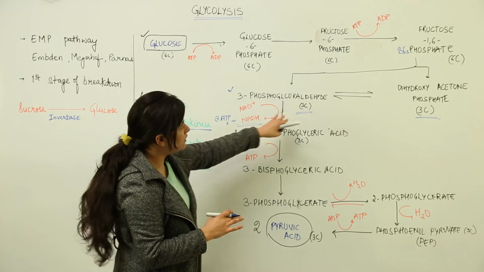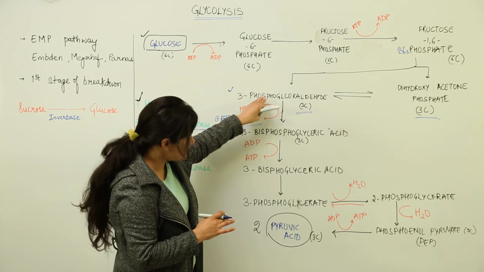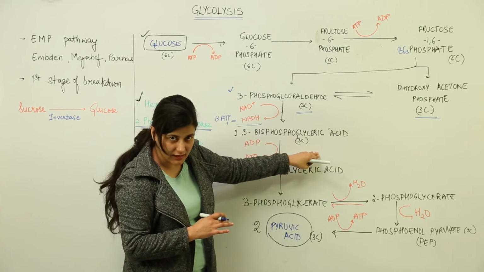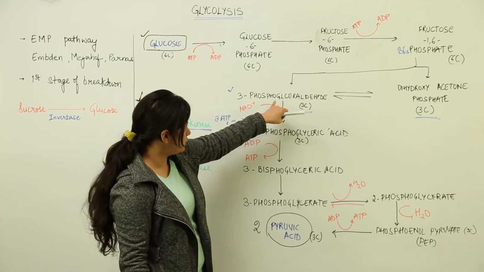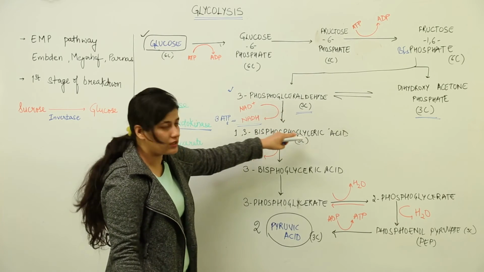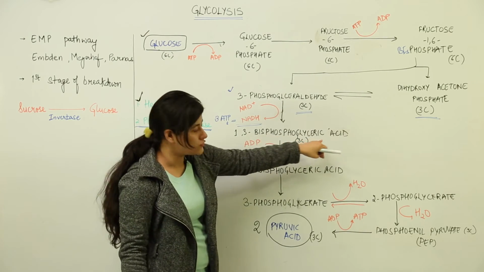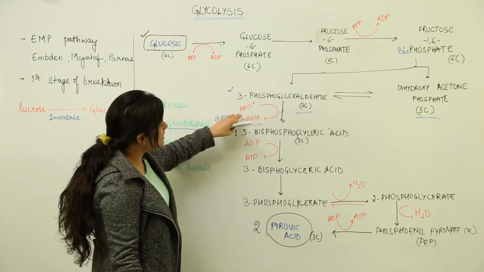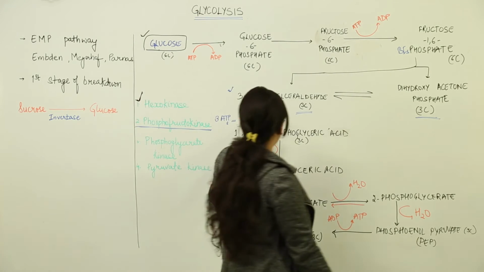But for once, the energy conserving step takes place when the 3-phosphoglyceraldehyde gets converted to a carboxylic acid, not carbonic acid, I beg your pardon for that. The phosphoglyceraldehyde, that is a triose phosphate, has to get converted to a carboxylic acid, which is 1,3-bisphosphoglyceric acid. And in this entire process, NAD positive would get reduced to NADH. So we get 1 molecule of NADH.